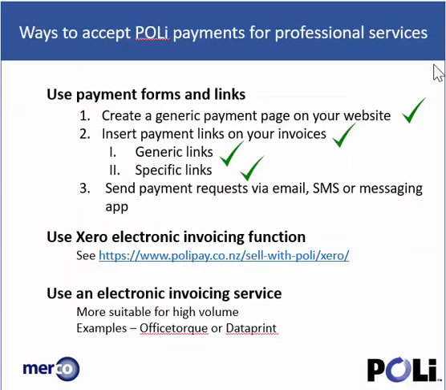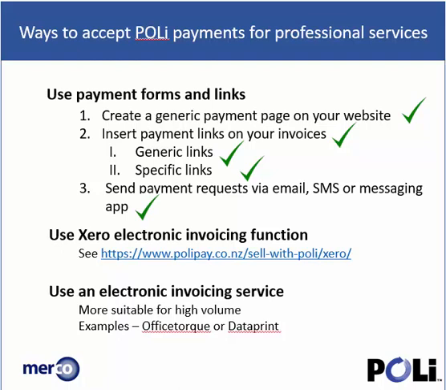Okay, we've dealt with invoicing and generic and specific links on invoices. The third option in this section is to send a payment request via email, SMS, or some messaging app of some kind. All that it really means is taking either a generic link, a URL of your generic payment page, or a specific link, and just including that in an email that you send to a customer asking for payment. So no attached invoice, just a payment request via email, SMS, or messaging app.